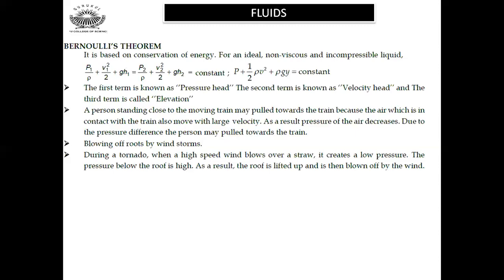Now the blowing off of roofs by strong winds is due to this Bernoulli's principle. During a tornado, when high speed wind blows over a roof, it creates a low pressure. The pressure below the roof is high and it will lift the roof up, because of which it will be blown off by the wind. So Bernoulli's theorem is the principle which is used here.